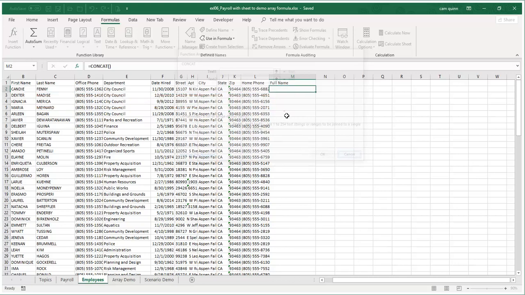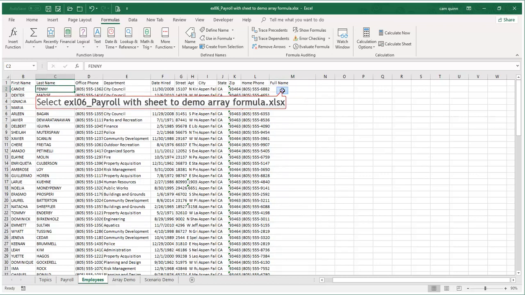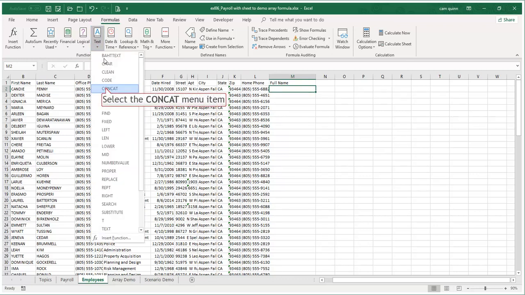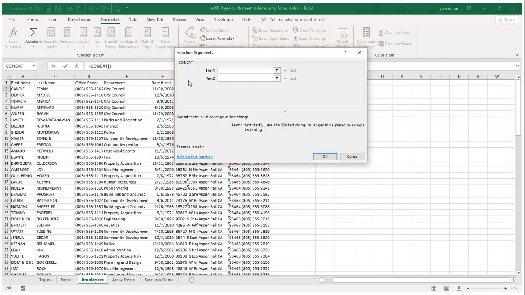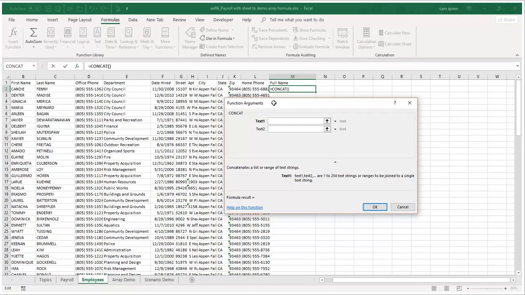So you can use either function to complete your work. What we want to do here is concatenate, which means to join two text strings together, their first name and their last name. Okay, so let's get started. I'm going to go to text functions, I'm going to go to concat, and you can see that it shows me the text strings that I want to join together. It says concatenate a list or range of text strings. Text 1, text 2 are 1 to 254 text strings that you can join together.